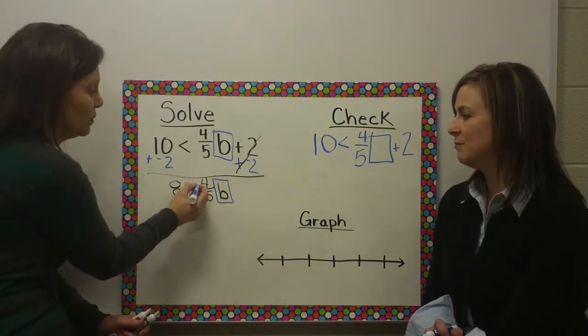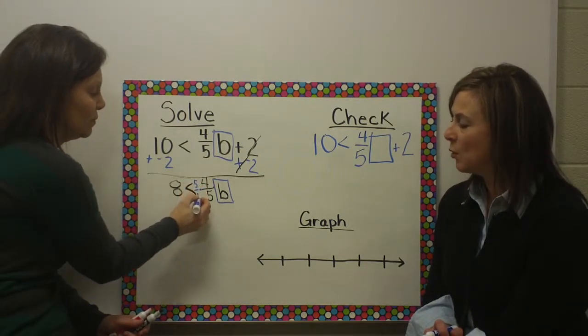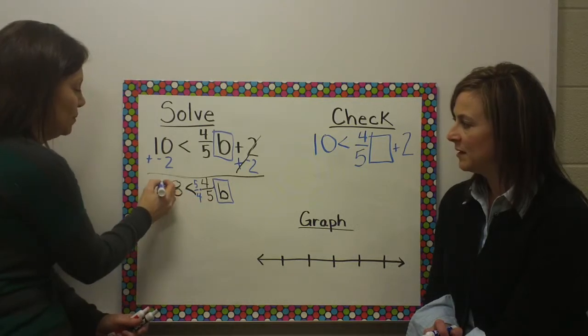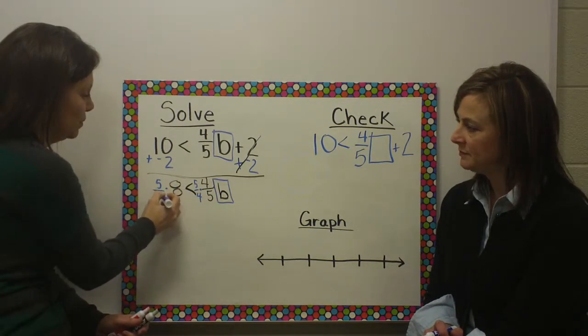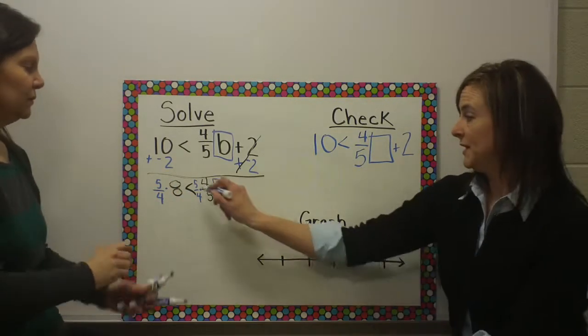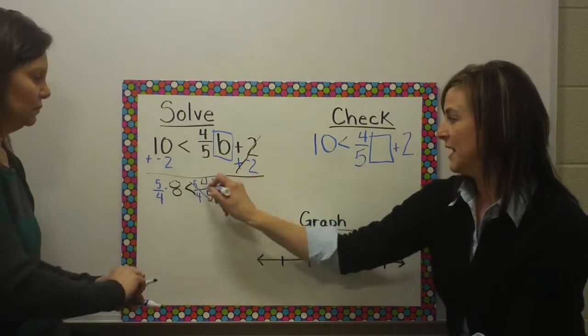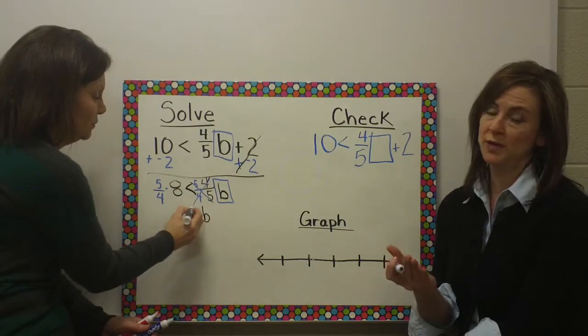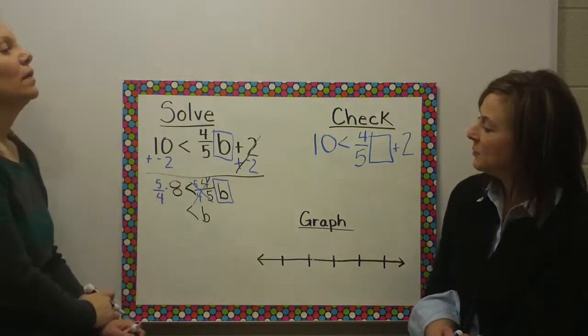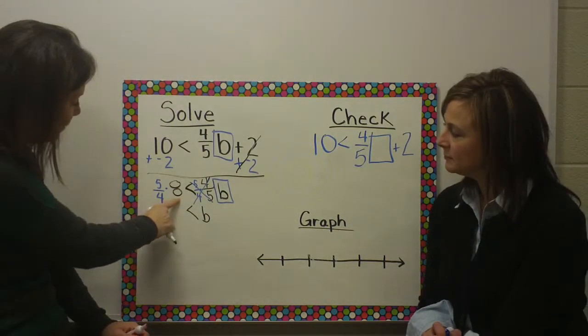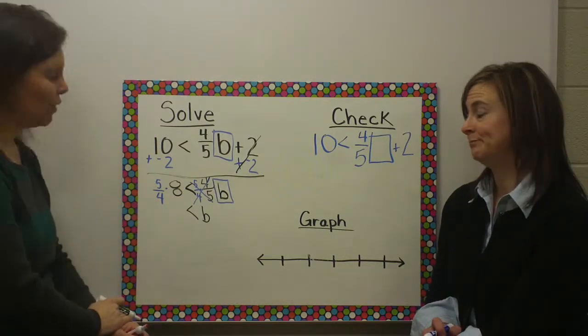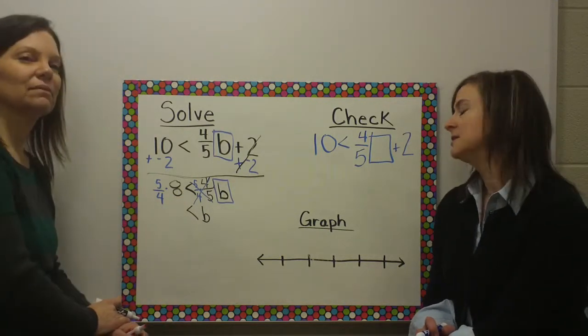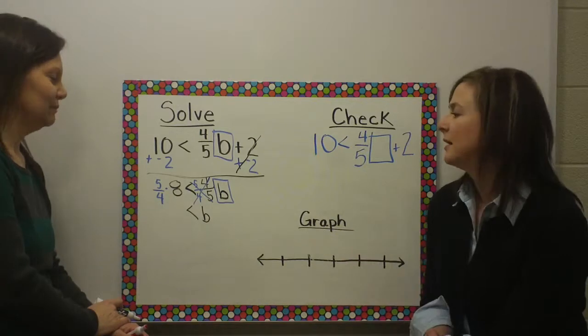So we're going to multiply both sides by 5/4. This is going to cancel out because 5/4 times 4/5 is going to equal 20/20 or 1. So we're just left with b. Oh, Mrs. Armentrout, I have a whole number and a fraction. What will I do? You are definitely going to want to make that 8 look like a fraction.